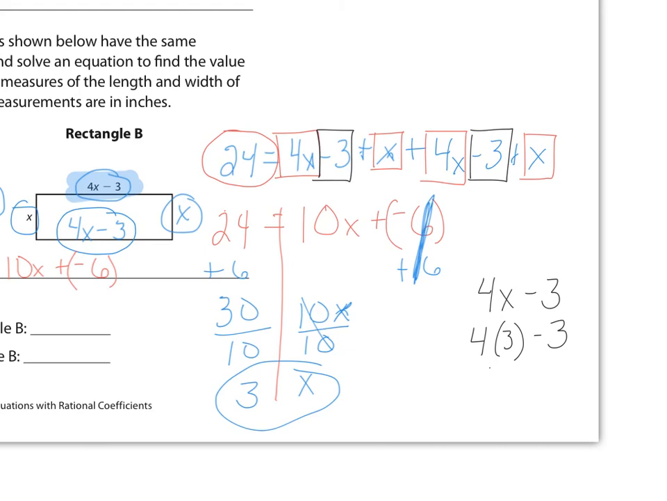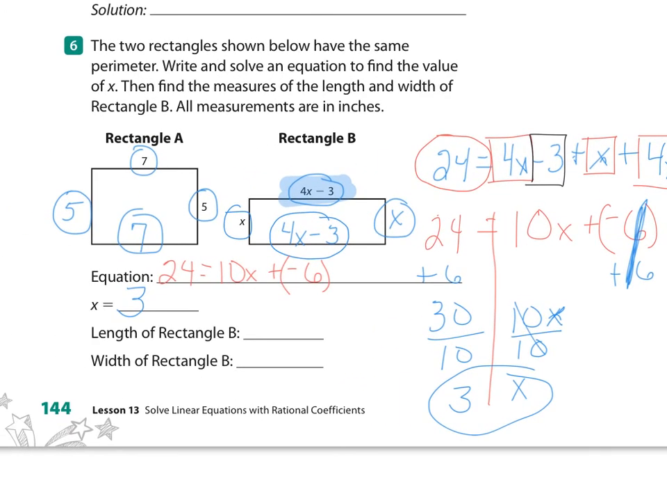4 times 3 is 12. 12 minus 3 is 9. So the length of rectangle B is 9. The width of rectangle B, if I look at the width there, the width is x. The value of x we got is 3. The expression is x. So simply, the width of rectangle B is 3.